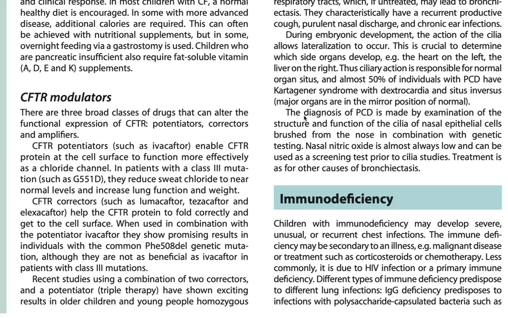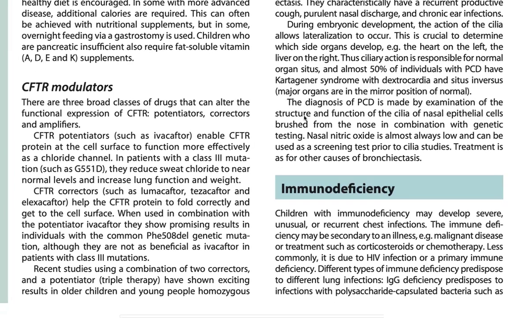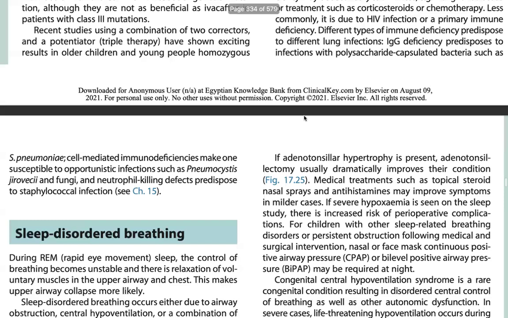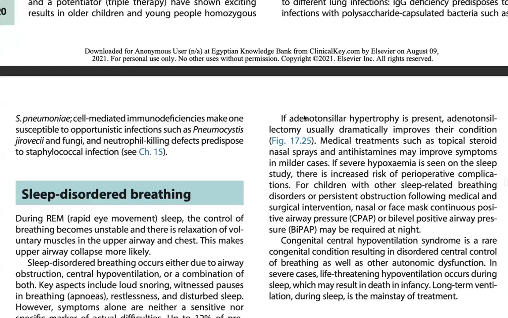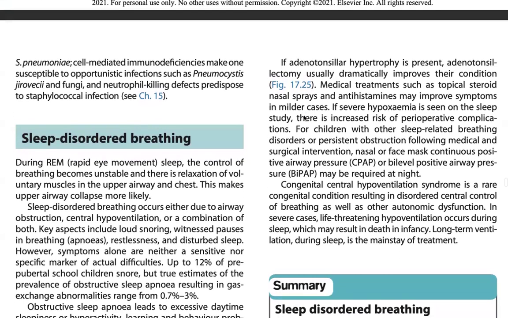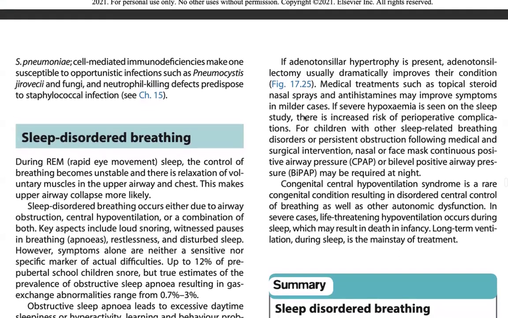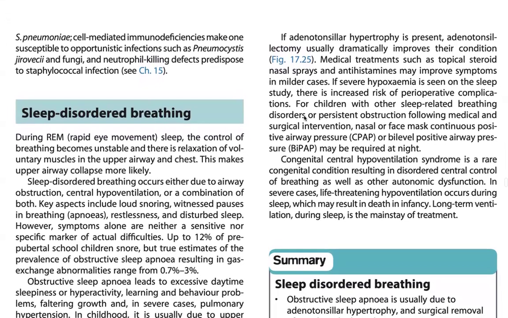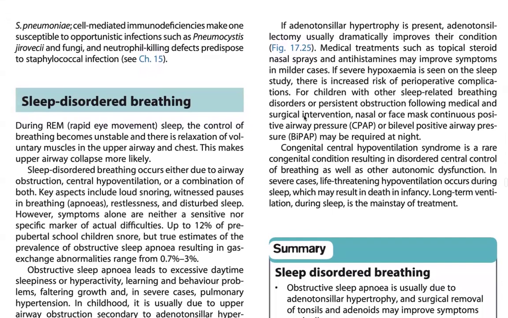IgG deficiency predisposes to infections with polysaccharide encapsulated bacteria such as strep pneumonia. Cell mediated immune deficiency makes one susceptible to opportunistic infections such as pneumocystis, giardiasis, and fungi, and neutrophil killing defects predispose to staph infection.